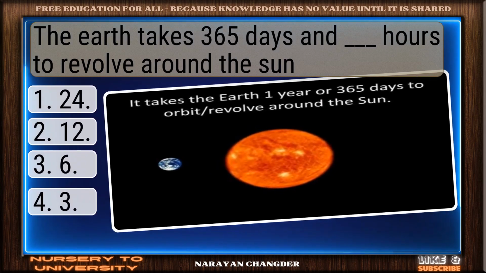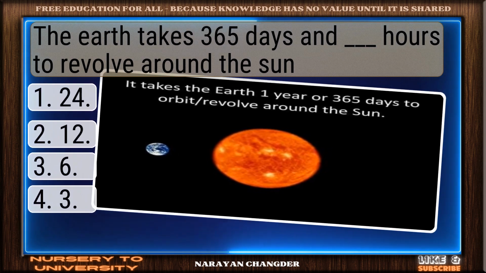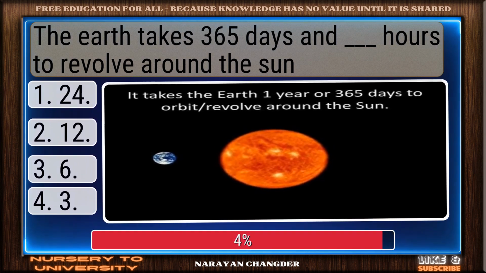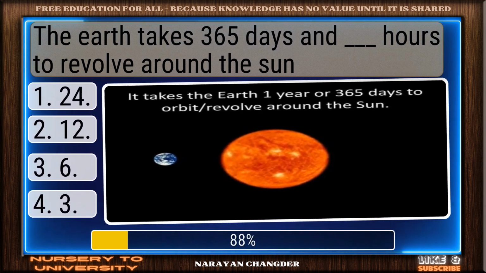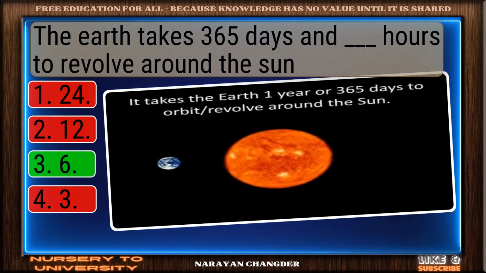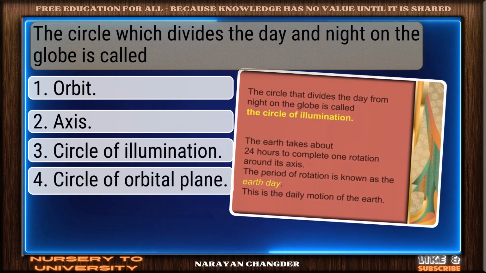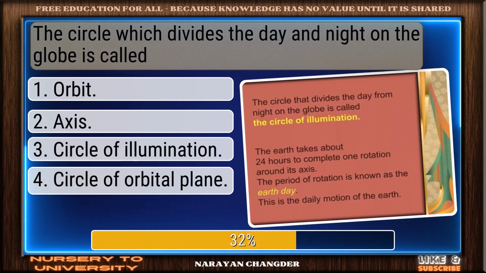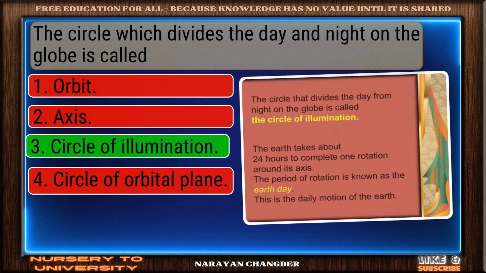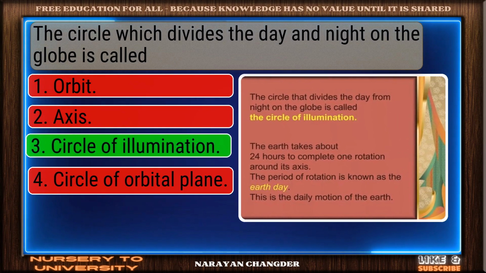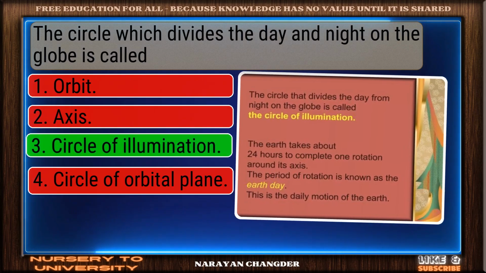The Earth takes 365 days and ___ hours to revolve around the Sun. You chose 6, and it is correct. The circle which divides the day and night on the globe is called? Smart move. Circle of illumination is an accurate answer.